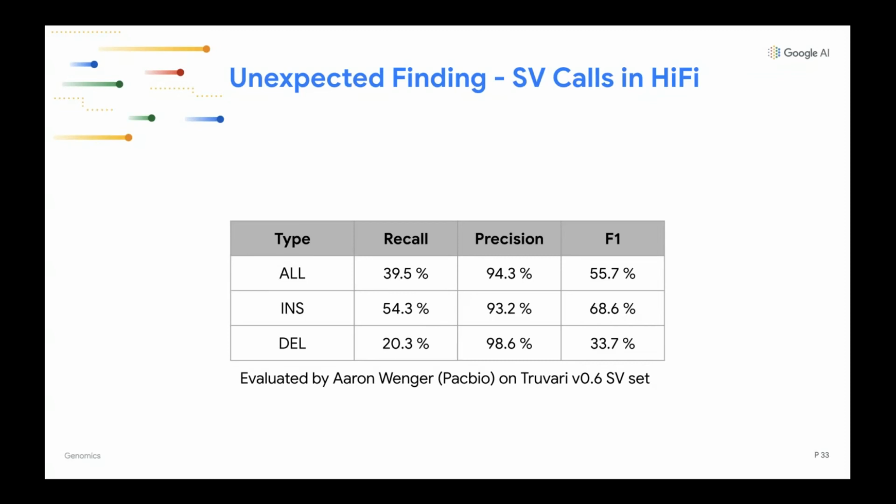So if you run DeepVariant, you'll see long events. It won't capture all your structural variants. We still recommend you to run a dedicated structural variant caller, but the events that are found are at generally high precision.